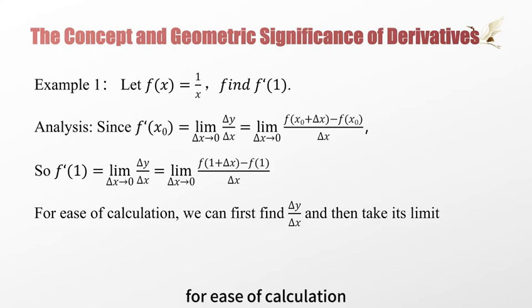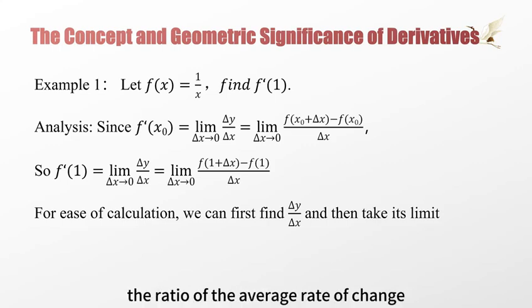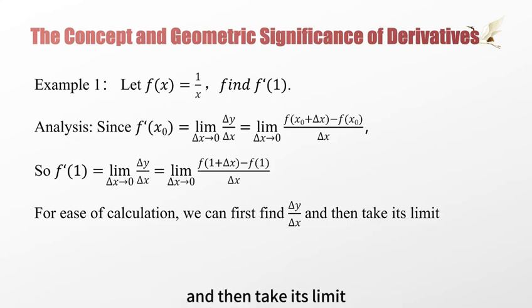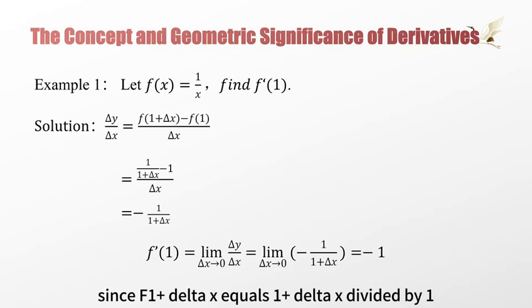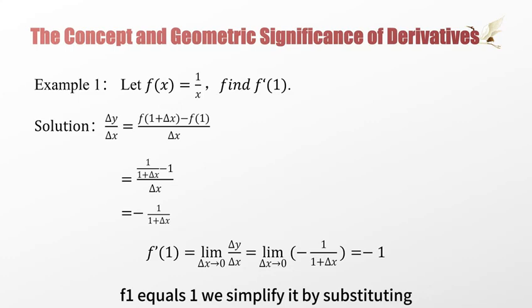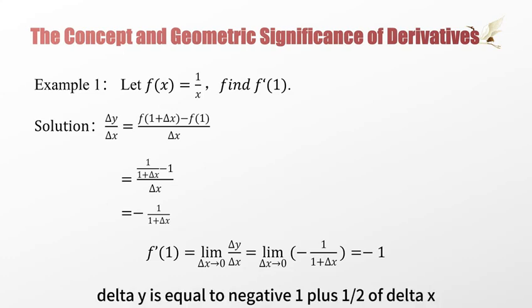For ease of calculation, we can first calculate the ratio of the average rate of change delta y to delta x, and then take its limit. Since f(1 + delta x) equals 1 divided by (1 + delta x), and f(1) equals 1, we simplify it by substituting and obtain the average rate of change. Delta y over delta x is equal to negative 1 over (1 + delta x).